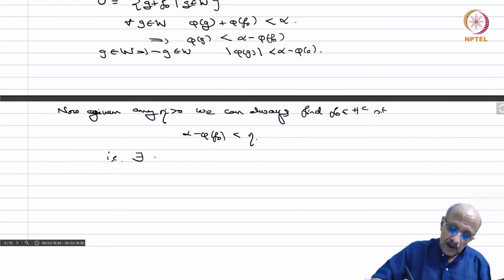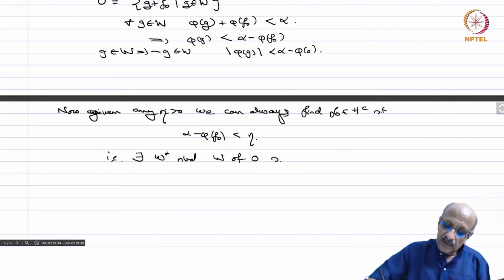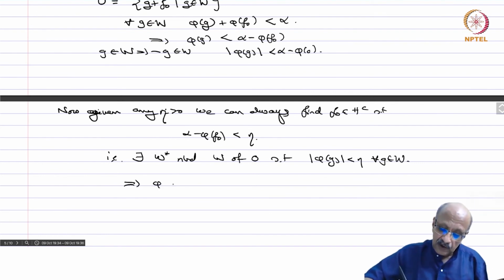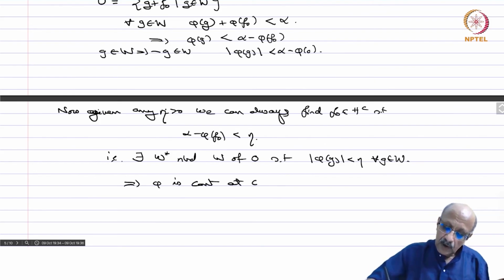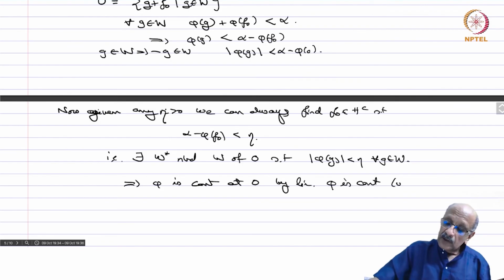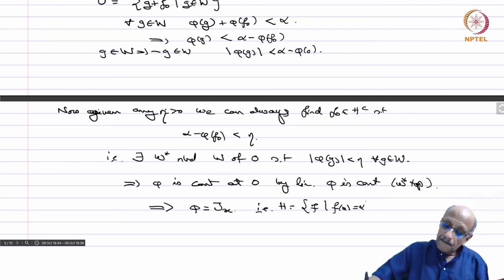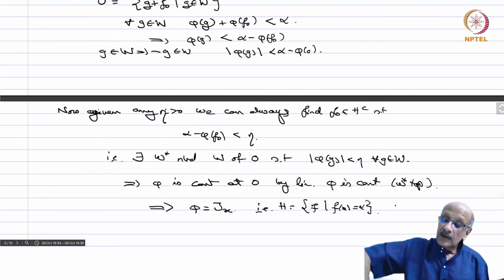there exists a weak star neighborhood W of 0 such that mod phi of g is less than eta for all g in W. This implies phi is continuous at 0, and by linearity phi is continuous everywhere. This is in the weak star topology. So phi is a continuous linear functional in the weak star topology, and by the previous proposition phi has to be equal to j f x, that is H equals the set of all f such that f x equals alpha. Okay, so that proves the theorem completely.